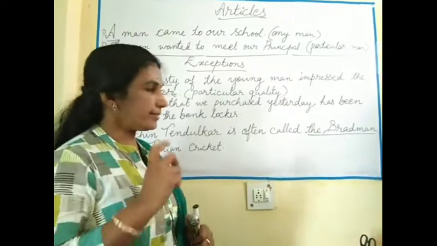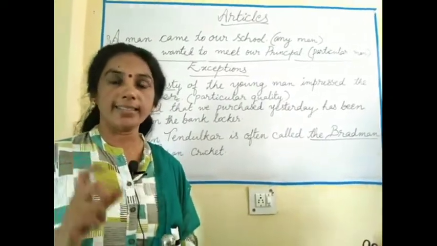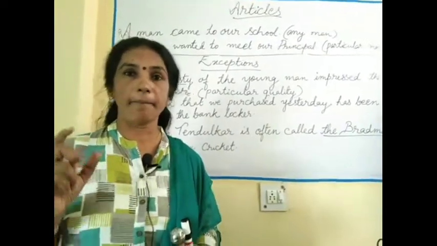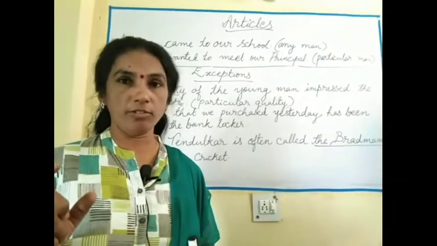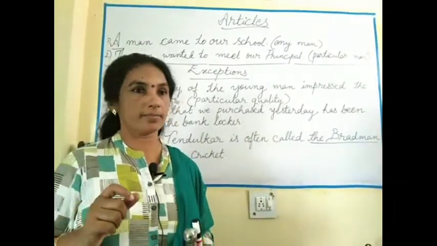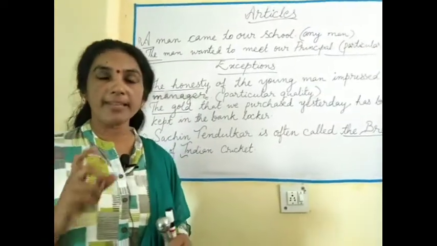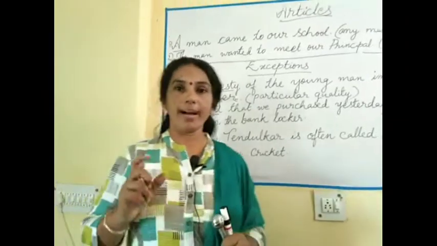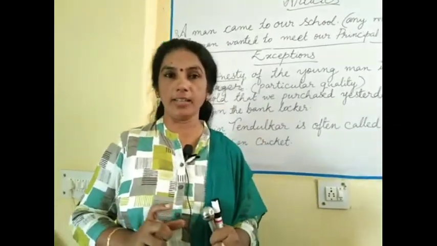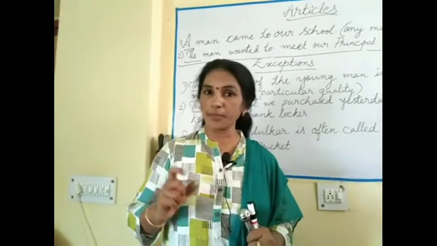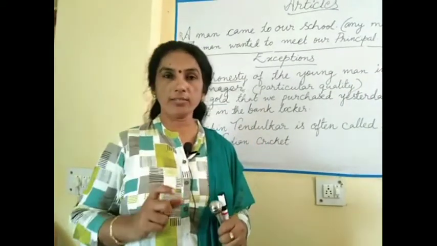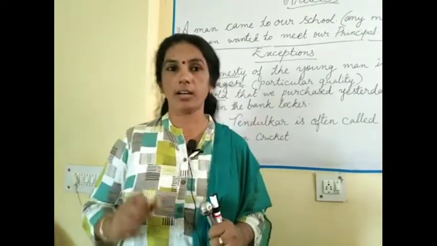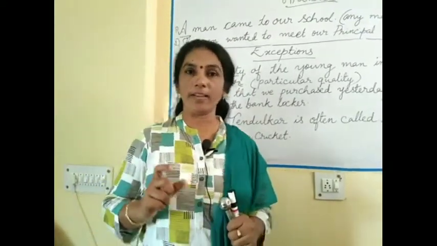Because here in this sentence we are showing that Sachin Tendulkar is a great Indian cricketer like Bradman with respect to Indian cricket. So here we are comparing Sachin Tendulkar with Bradman. That's all about articles. In this session we have learned articles, types of articles, omissions of articles, uses of articles and exceptions of articles. I hope you have enjoyed this session.